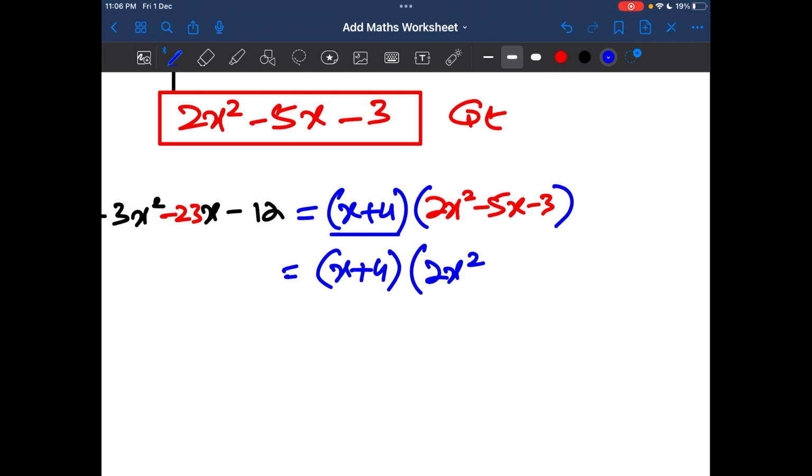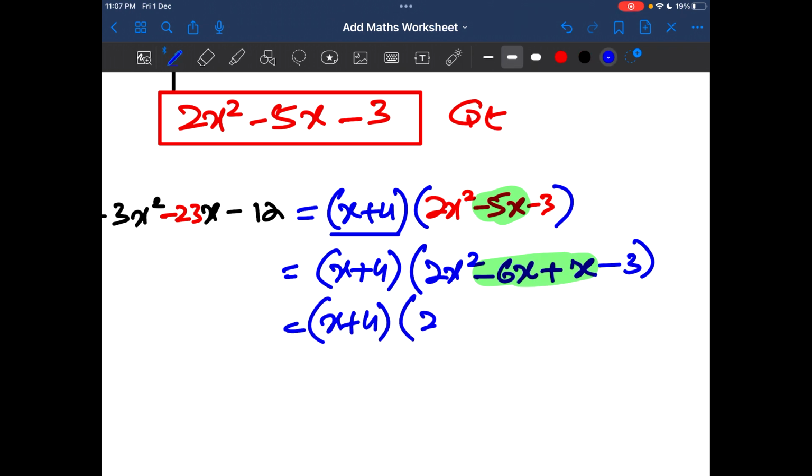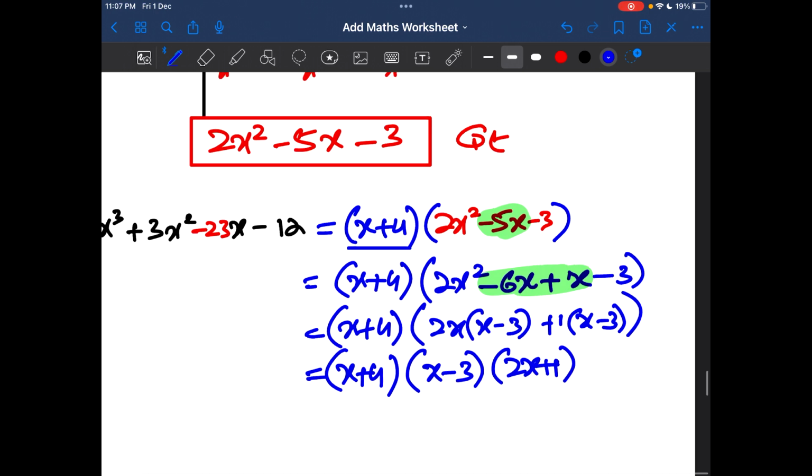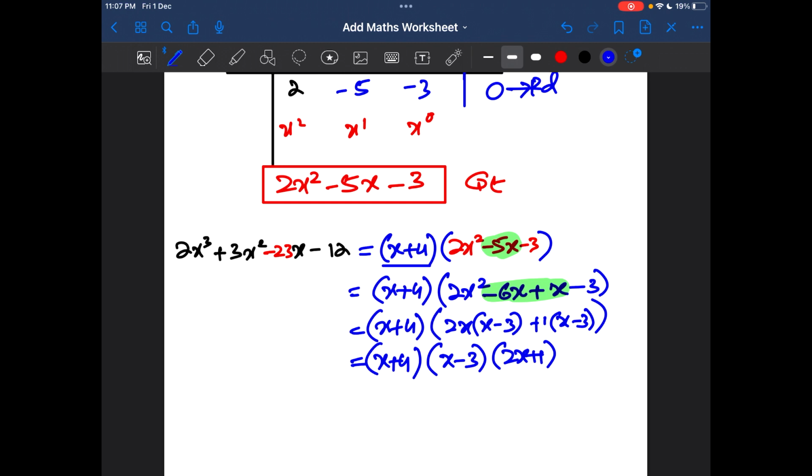It is going to be factorized further. 2 multiplied by minus 3 is minus 6. So minus 6x plus x. I've got the middle term breaking over here: minus 5x becomes minus 6x plus x. I got 2x common and got x minus 3. I got 1 common. I got x minus 3 here. I got the brackets x minus 3 and 2x plus 1. I got the equation in the factorized completely form. This is the complete factorization in 3 linear brackets here.